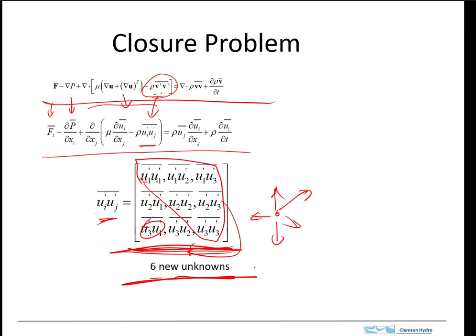That's a problem, because we have the same governing equations that we used to have, conservation of mass and conservation of momentum, but we've got these new unknowns. So we now have more unknowns than we have equations, and we don't really have a way to solve that. That's what's called the closure problem. We've introduced more unknowns, but we haven't introduced more equations. So we can't close the problem. We can't solve it.